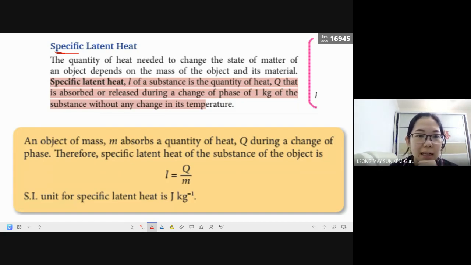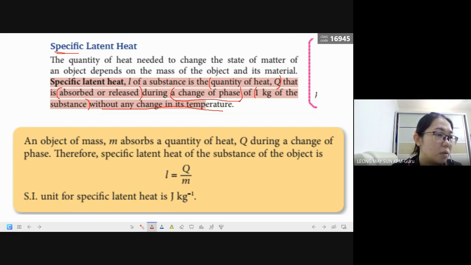So specific latent heat of a substance is the quantity of heat that is being absorbed or released during a phase change, for 1 kg of substance, without any change in temperature. The word specific means that you have to mention it's a 1 kg substance, that will not change its temperature when it's changing from solid to liquid, liquid to gas, gas to liquid, or liquid to solid. So, that is the specific latent heat.